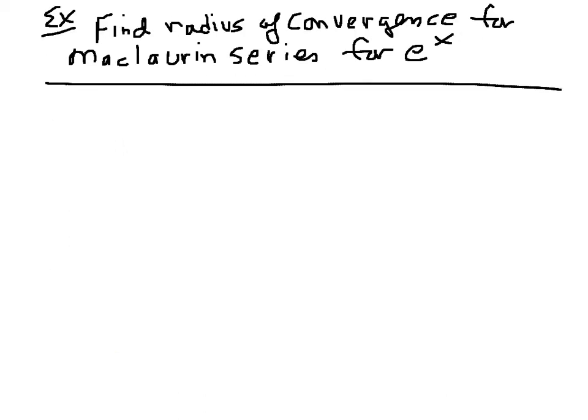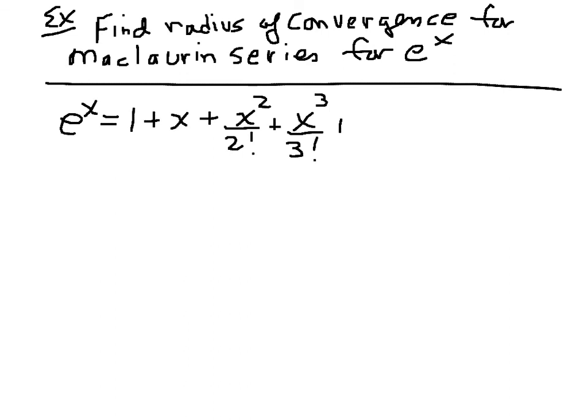Okay, so here's something that's fairly important to us. We want to now find the radius of convergence for the Maclaurin series for e to the x. And remember, e to the x is equal to 1 plus x plus x squared over 2 factorial plus x cubed over 3 factorial. The kth term is x to the k over k factorial, and so on. Now, what do you think the radius of convergence is for this series?